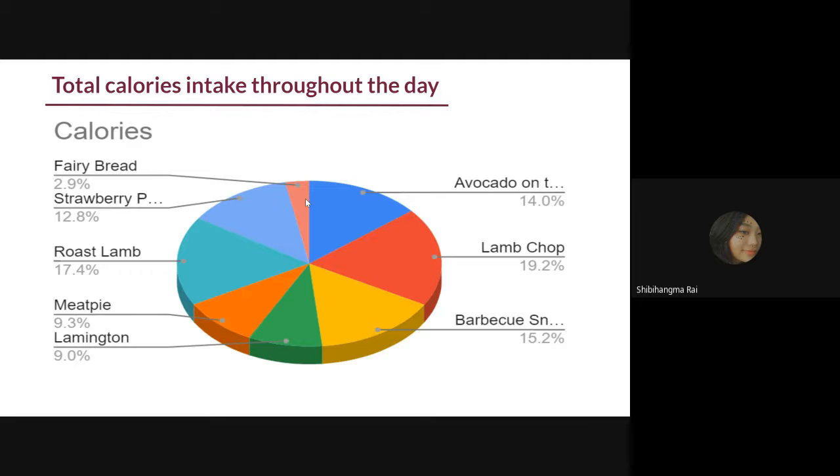And lastly, I'm going to talk about the total calorie intake throughout the day. Now, lamb chop had the maximum calories, which was 19.2%. And second, we have roast lamb, which was 17.4%. And thirdly, we have barbecue, which had 15.2%, and it goes on.